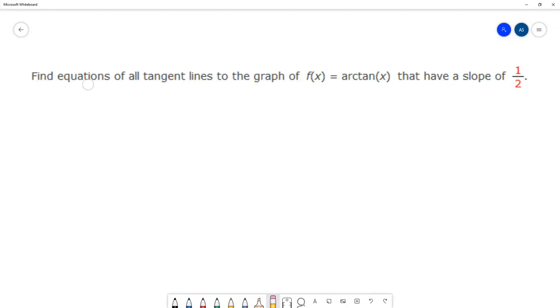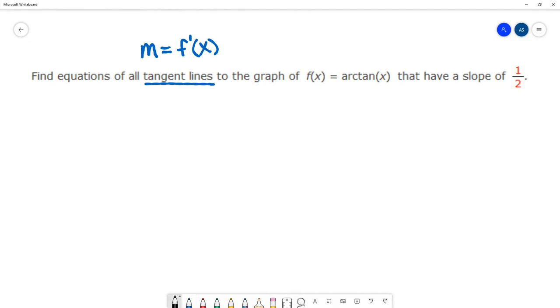For this question, I want to find equations of all tangent lines to the graph of f of x equals arctangent of x that have a slope of 1/2. So I'm looking for equations of tangent lines, and we know that the slope of the tangent line is the derivative at a particular x value. So in order to start to answer this question, I need to calculate the derivative of my function.